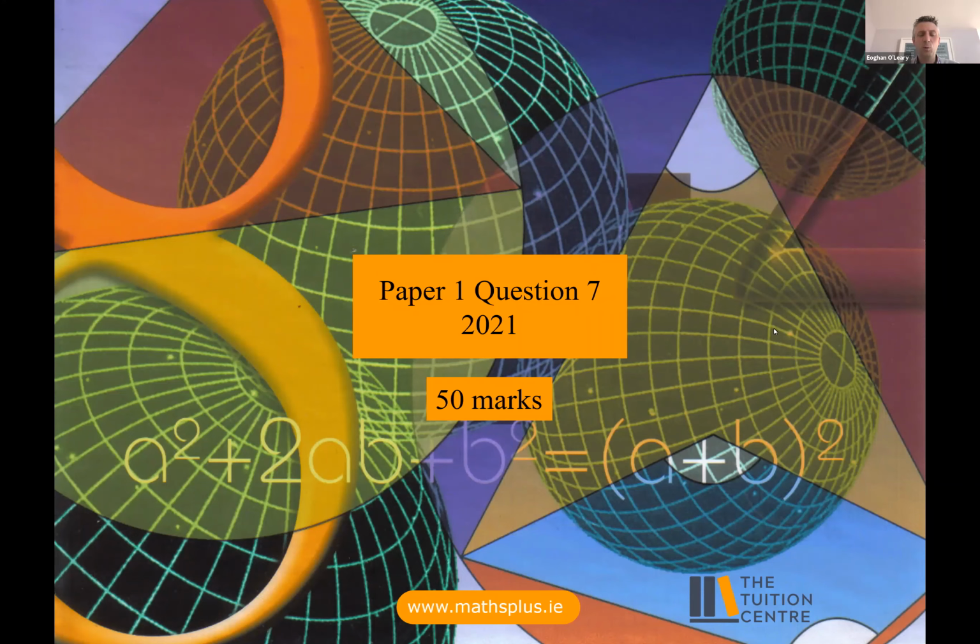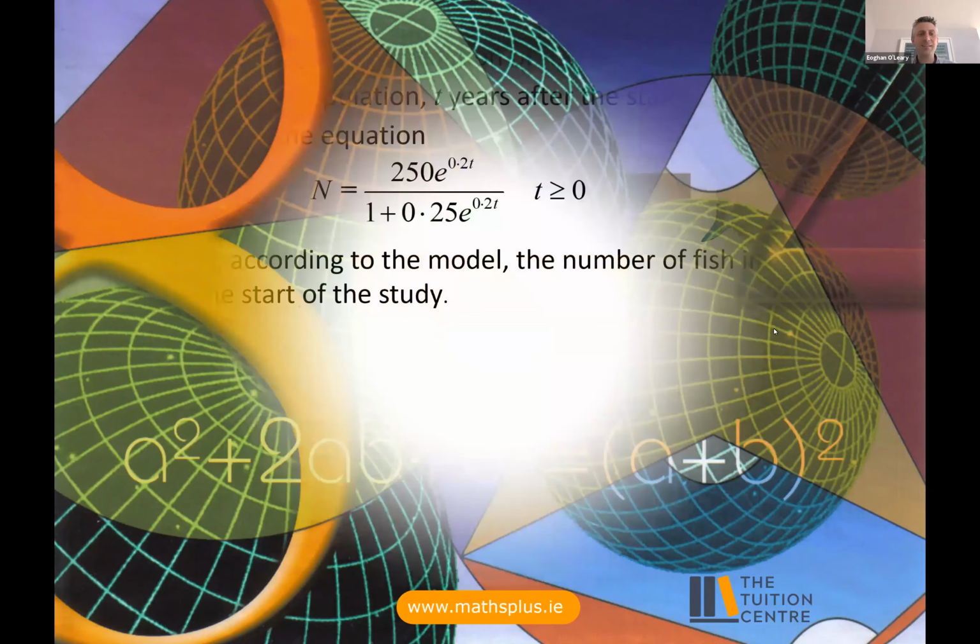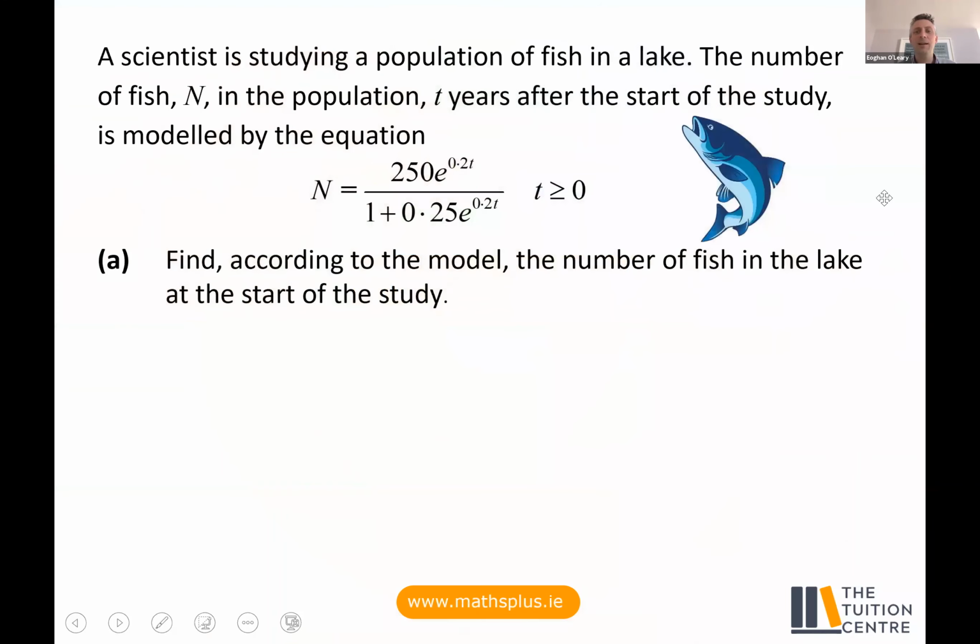So we're on to question 7, the first of the problem-solving questions. And it's a typical leaving cert type question in that we start off with a little story. A scientist is studying the population of fish in a lake. The number of fish in the population after T years of the study is modeled by the equation.